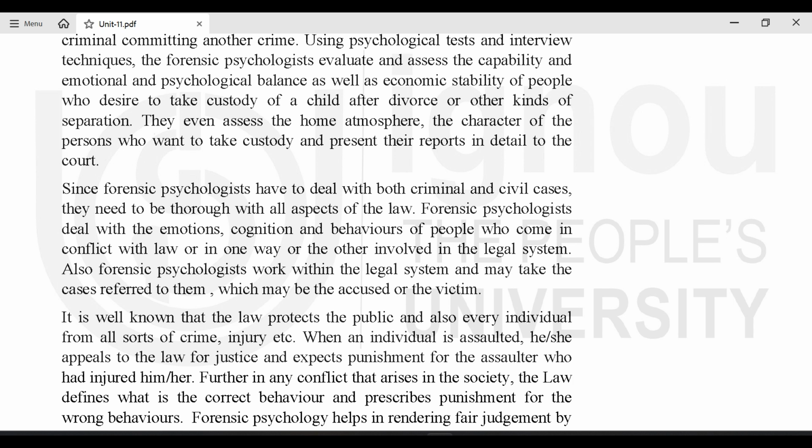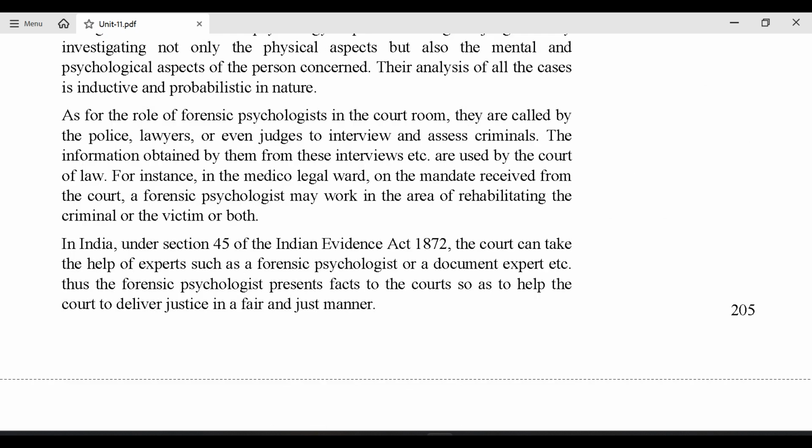When an individual is assaulted, he/she appeals to the law for justice and expects punishment for the assaulter who had injured him/her. Further, in any conflict that arises in the society, the law defines what is the correct behavior and prescribes punishment for the wrong behaviors. Forensic psychology helps in rendering fair judgment by investigating not only the physical aspects but also the mental and psychological aspects of the person concerned.